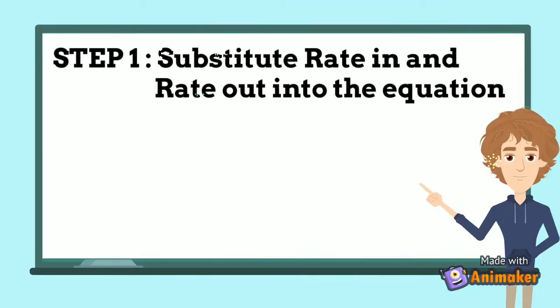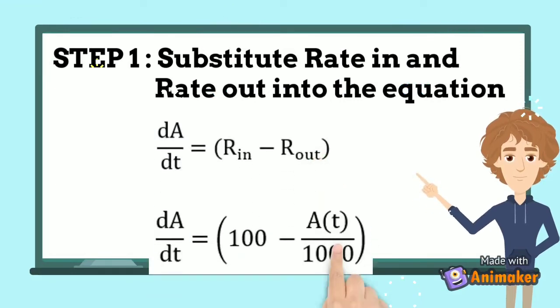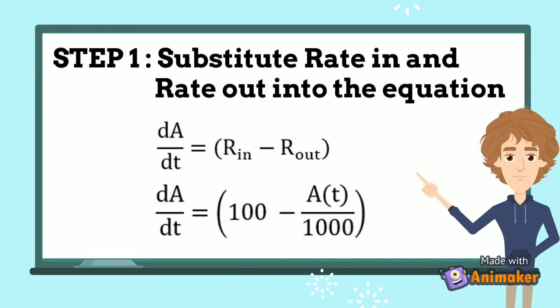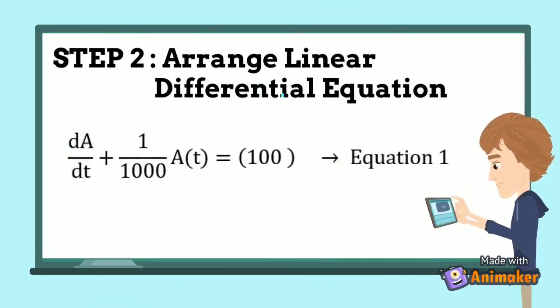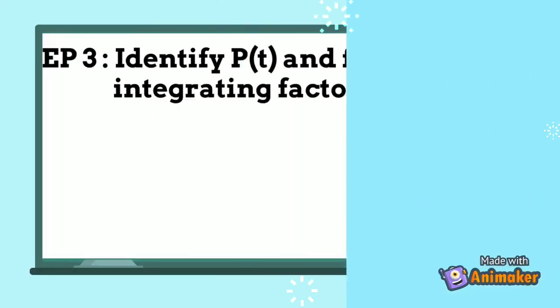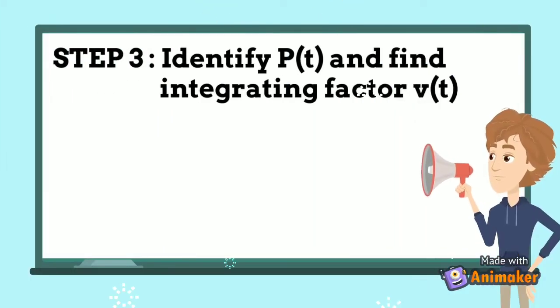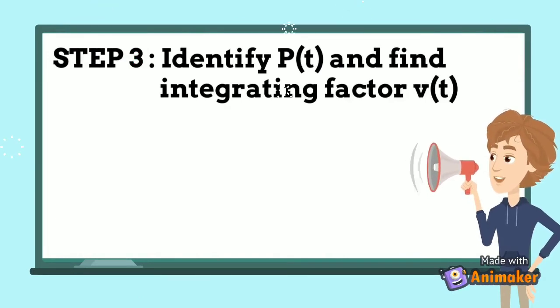Step 1. Substitute rate in and rate out into the equation. By using the differential equation, we obtain dA over dt equals 100 minus A(t) divided by 1000. Step 2. Arrange the linear differential equation. After rearranging, our differential equation 1 should be dA over dt plus A(t) divided by 1000 equals 100.